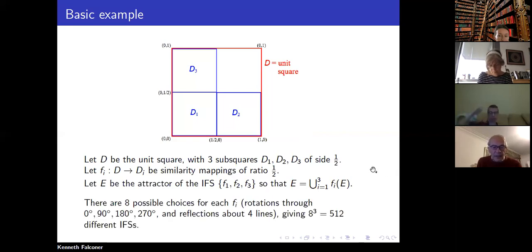But as I've indicated, there are 8 possible choices for F1, F2, F3 to map the whole picture onto the smaller squares. And that means we've got 8 choices independently 3 times, so 8 cubed or 512 different iterated function systems, different triples of similarity transformations that correspond to this template, if you like. So we've got 512 triples that we can pick from.